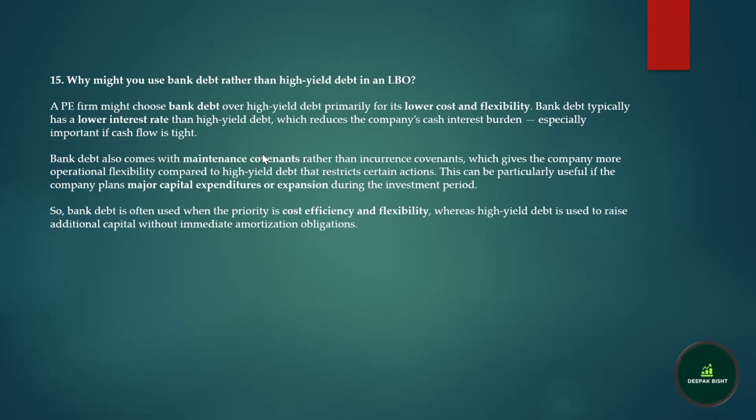And in this part, we are going to discuss the covenants. High yield debt typically has incurrence covenants, which can restrict actions such as raising additional debt, selling assets, funding acquisitions, or issuing dividends. If the private equity firm plans to do capital expenditure, expand, or pursue any merger and acquisition activity or operational restructuring, they may prefer bank debt since it usually imposes maintenance covenants rather than restrictions on corporate actions.